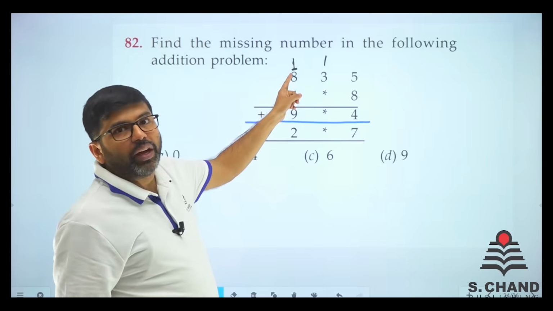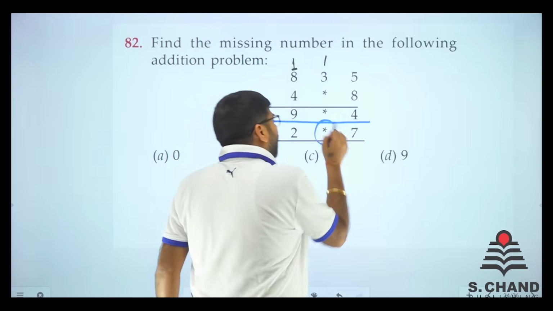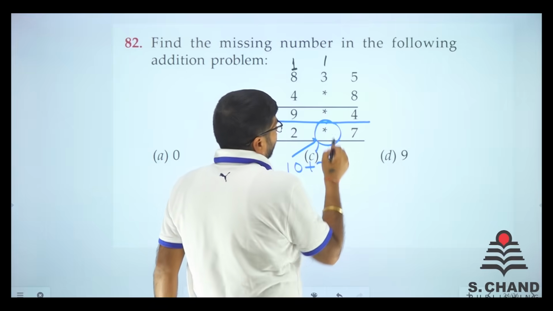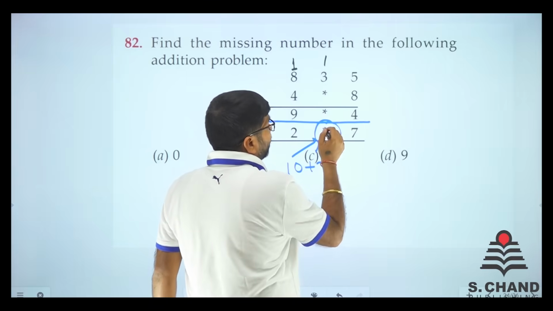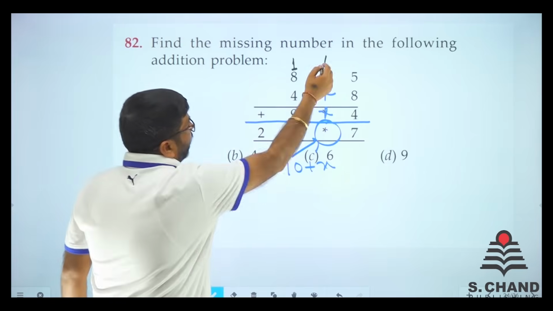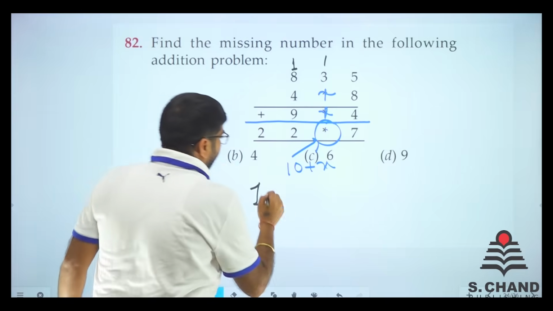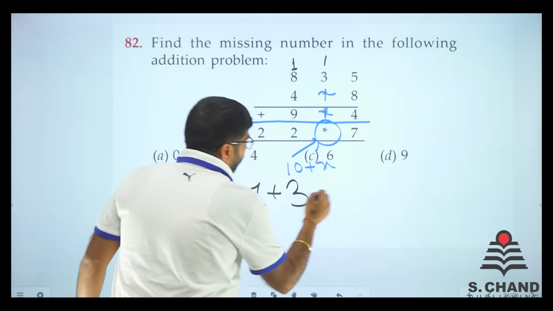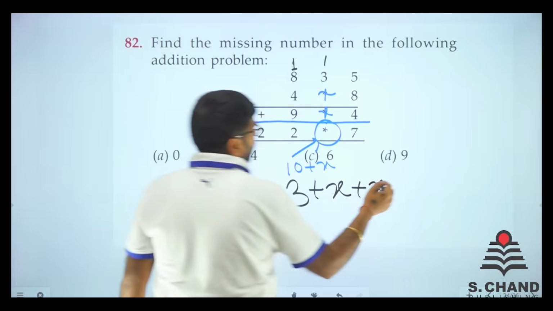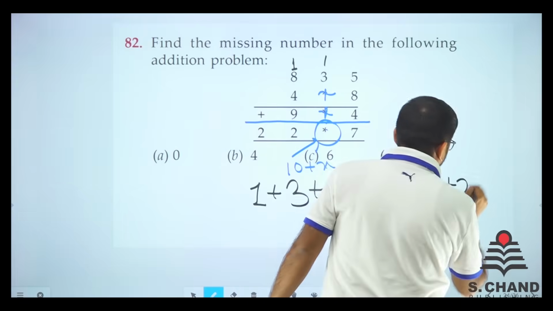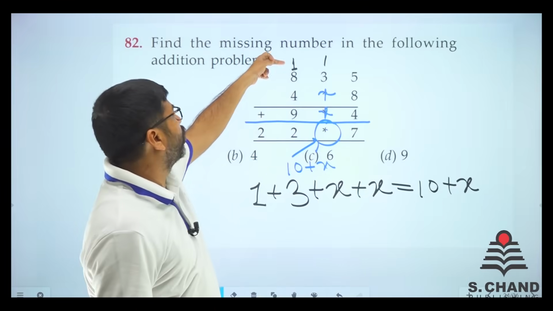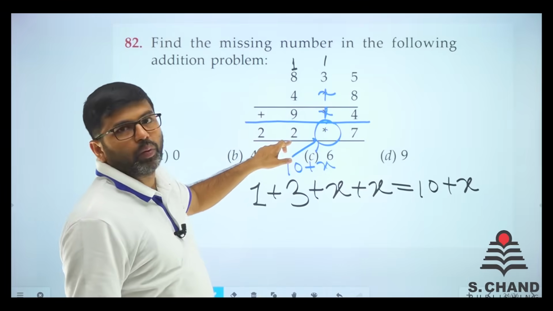From this carry 1, I just found one thing, that whatever it is, it is 10 plus x. If I put that star as x, this is x and this is x. So I know one thing: 1 that is carry, plus 3 plus x plus x is equal to 10 plus x. Why so? Because with 10 plus x, this 10 as a 1 goes there and we carry it here, right?